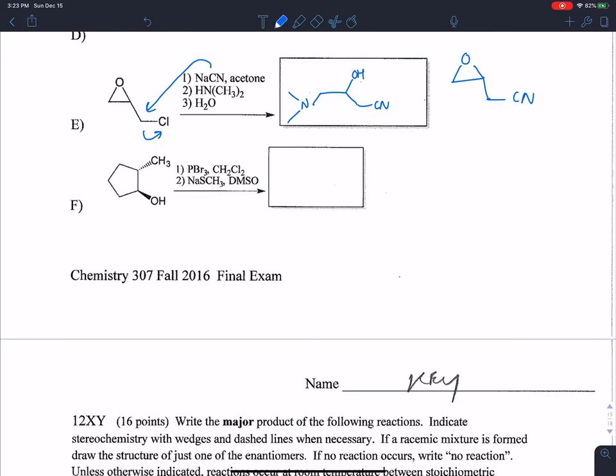Next one, PBr3. PBr3 turns OH into a Br, and then it's also doing inversion. So the methyl is dashed in the beginning, the OH will be turned into a dashed Br, and then you're doing SCH3. So this is going to do another SN2. So your final answer will be a dashed CH3 and a wedged SCH3, like that. So it's inversion, then inversion again. All right, next one.